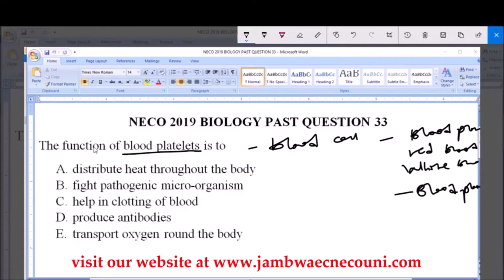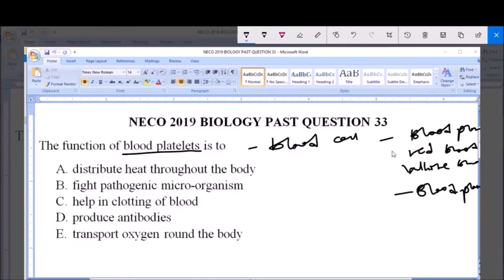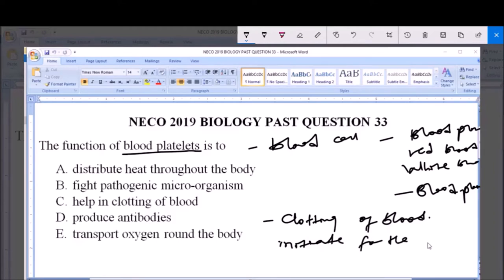Now we are asked for the function of the blood platelets. The blood platelet is responsible for what? For the clotting of blood. That is, whenever there is a break in the continuity of the skin, whenever there is injury, it is the blood platelets that initiate or are responsible for the clotting. This clotting simply means what? The closing of the injured part. That is, to stop or prevent bleeding. That is the action of the blood platelets.